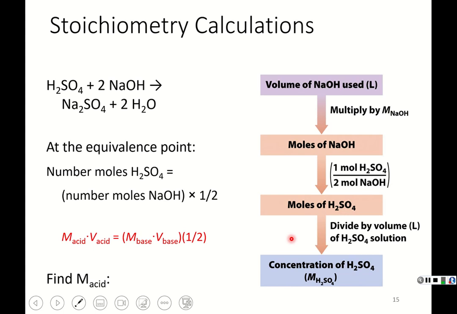Stoichiometry, how do we deal with this? Well, the roadmap is shown here. Basically it's like any chemical problem-solving problem. You have enough information to determine the number of moles of one thing. In this case, that would be our standard. Then you convert the moles of standard into moles of your unknown, which is the acid, and then you know the volume of the unknown, so you can get the concentration of it.